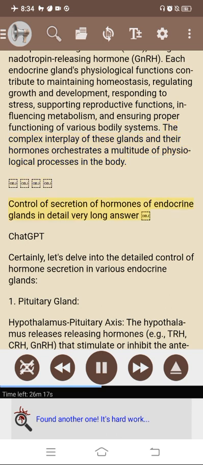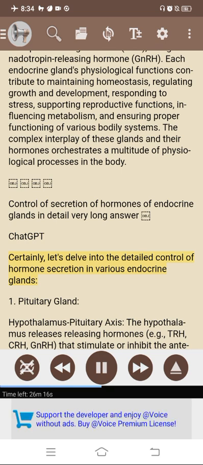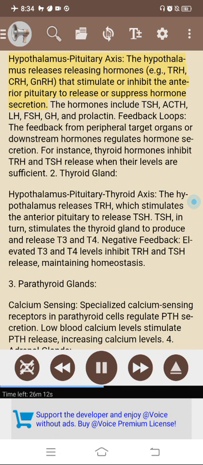Control of secretion of hormones of endocrine glands in detail. Very long answer. ChatGPT: Certainly, let's delve into the detailed control of hormone secretion in various endocrine glands. 1. Pituitary gland. Hypothalamus-pituitary axis.